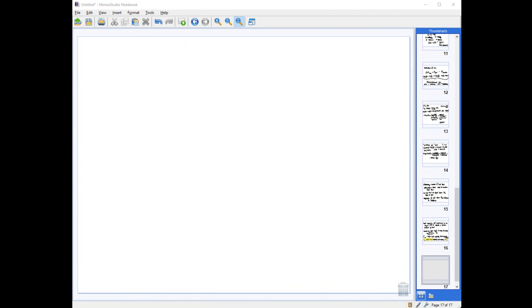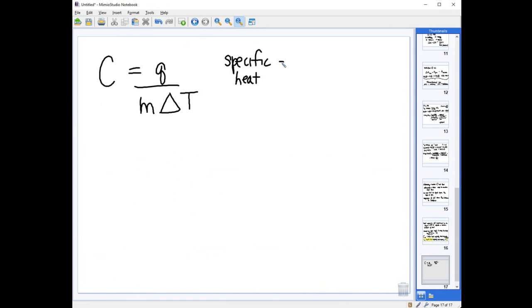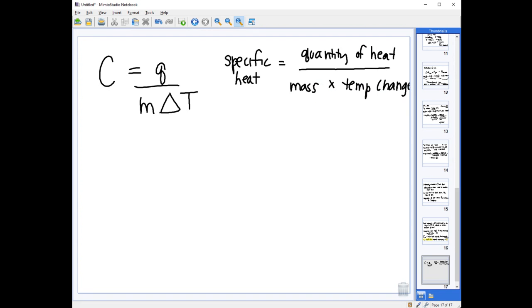So our specific heat, again, I'm going to use just big C, is equal to Q divided by m delta T. So specific heat is equal to the quantity of heat transferred, our Q, divided by the mass of our substance times the change in temperature.